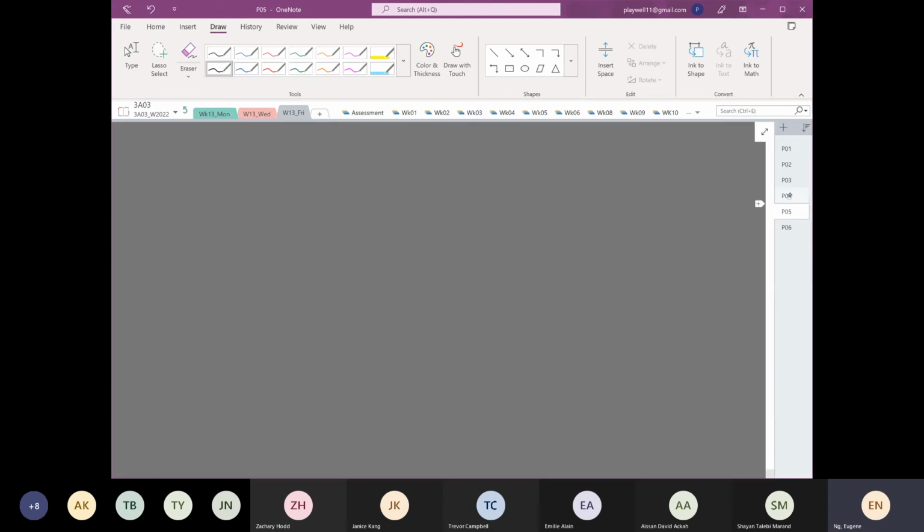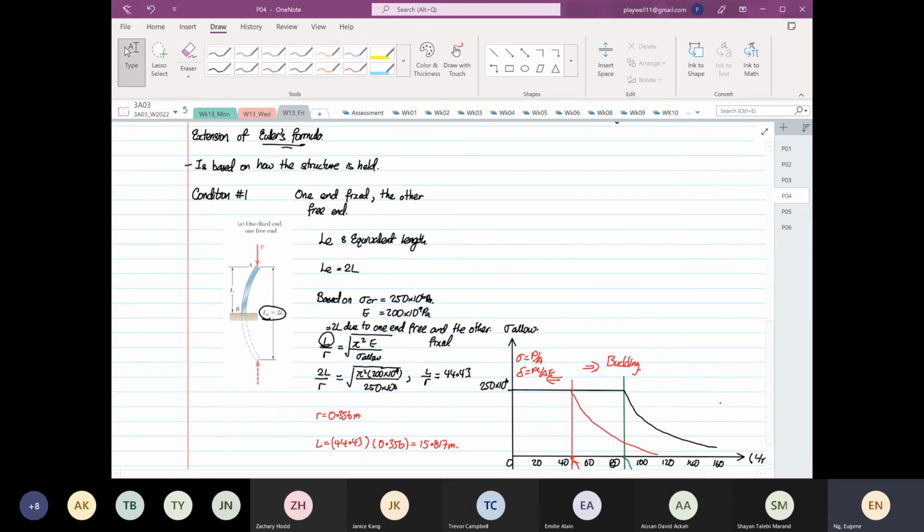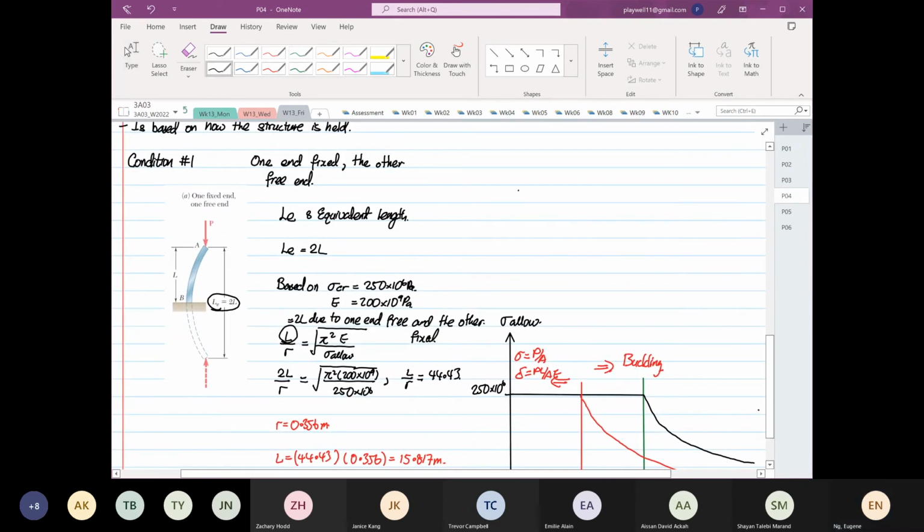The previous example over here is what? Fixed end. So pin end and fixed end are different. It means when it's fixed end, no rotation is allowed, and also no linear movement.